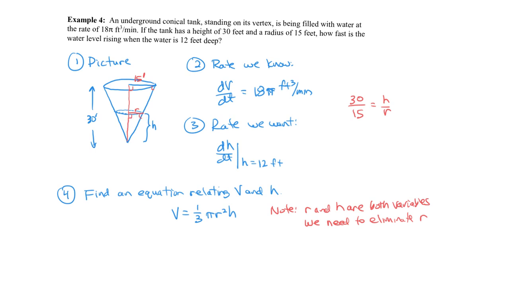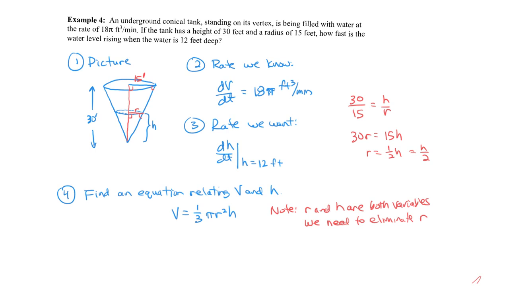So we can take the cross products. We can multiply this way and that way. So I could say 30r equals 15h. Then divide each side by 30 and get r equals 15 over 30 h, which is the same as 1/2 h. Divide each side by 30. So r equals 1/2 h, or in other words, r equals h over 2.